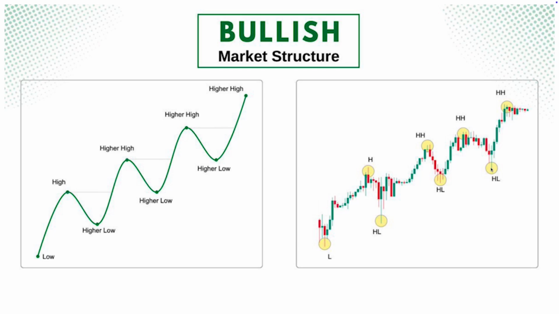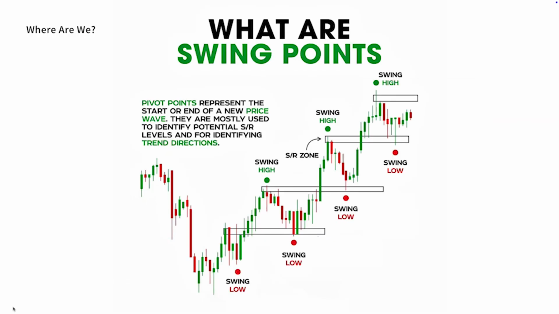Okay, before we move on to the next type of trend, let's talk about what swing points are. So a swing point is basically a pivot point that represents the start or the end of a new price wave, right? And there goes that wave again. We're talking about the ocean again, you know what I'm saying? See, that's a dope analogy. But anyway, let's keep it going. So these swing points are what we use to identify the trend direction, okay?